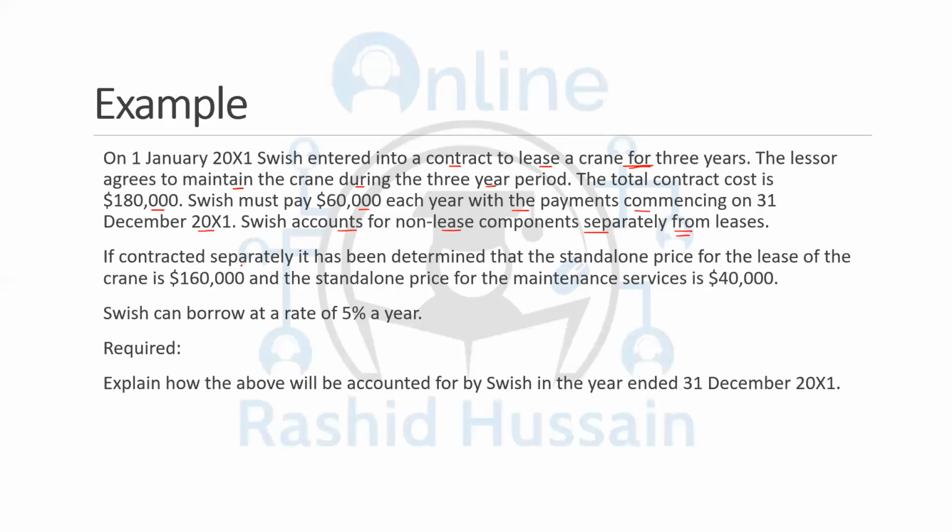If contracted separately, it has been determined that the standalone price for the lease of the crane is 160 and the standalone price for the maintenance service is 40. That means they are giving a discounted amount. When you total these two, the standalone price is 160 and 40, which is 200. So there's a discount involved within this transaction. Swish can borrow at a rate of 5%. Explain how this should be accounted.